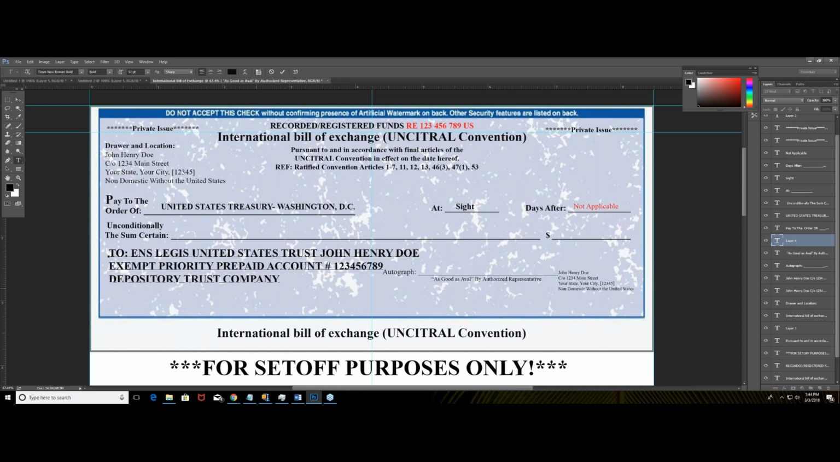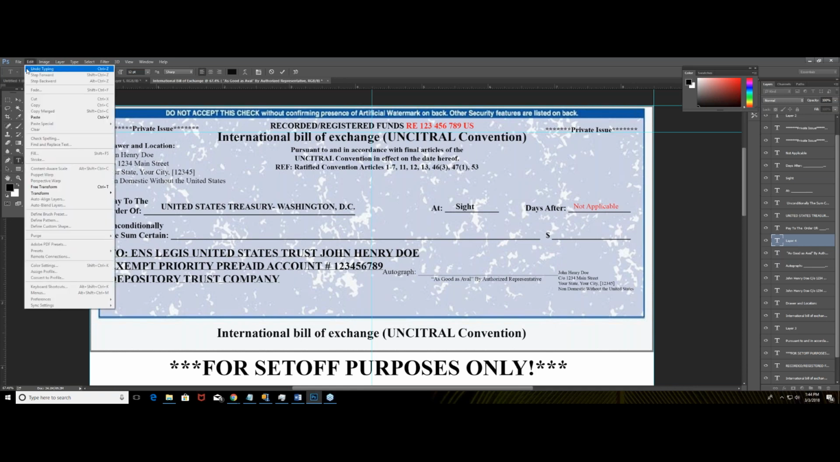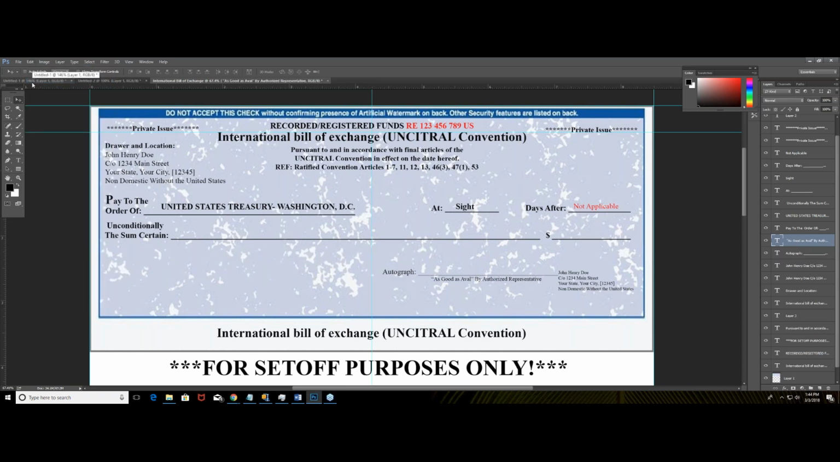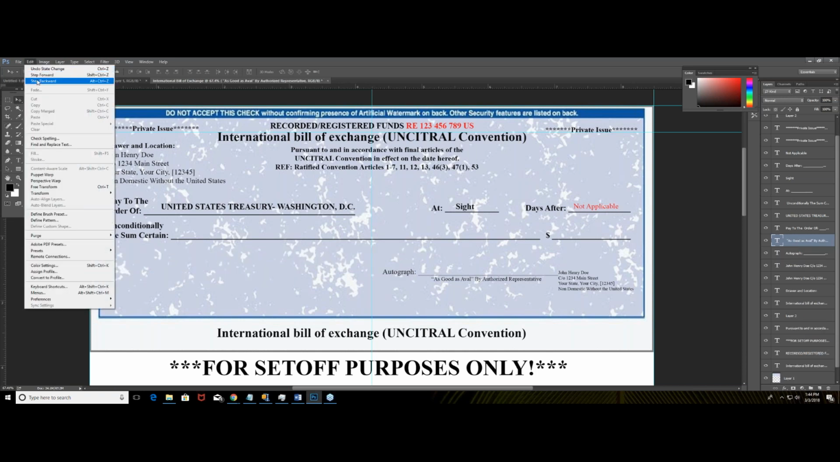Yeah, we started saying Depository Trust Company because they were trying to say that we were writing it for the Secretary of Treasury. You know, they were misconstruing what we were saying. So we had to do that backwards. Oops, I meant to step forward. Sorry.